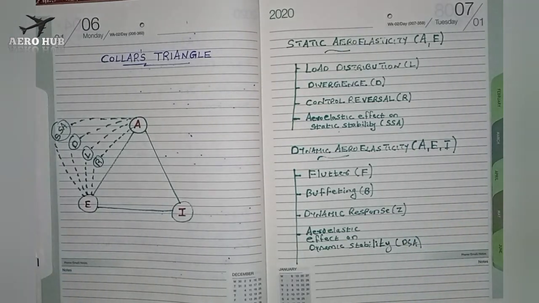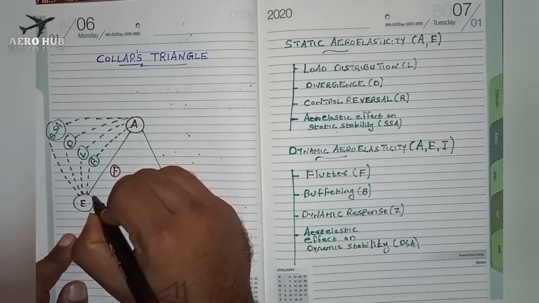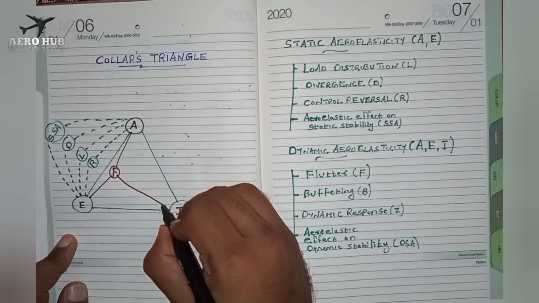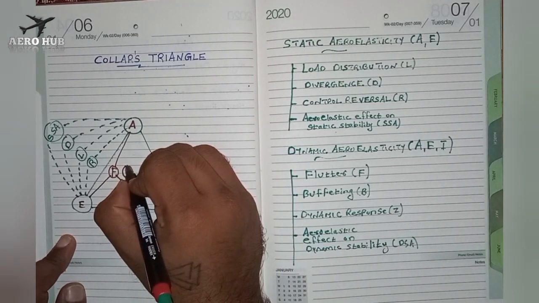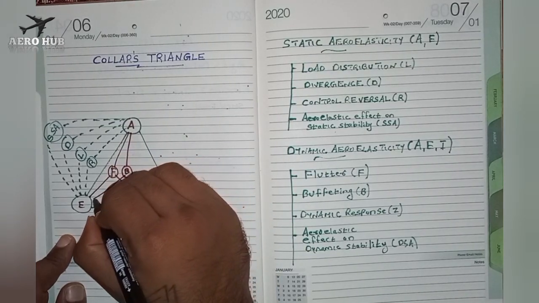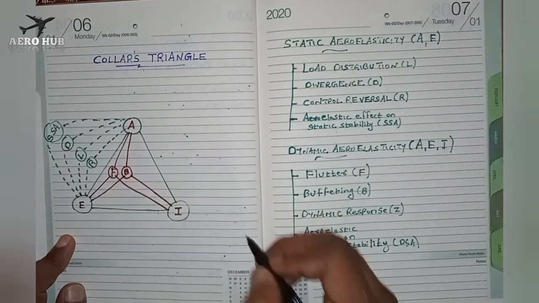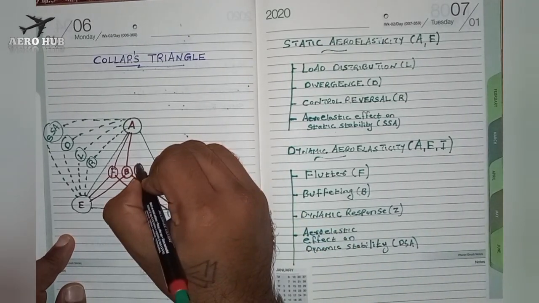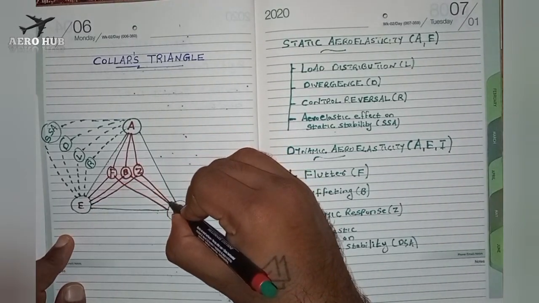So I will draw the diagram here. This one is flutter, F. This involves elastic force, aerodynamic force, as well as inertia force. Then we have buffeting, B. This involves aerodynamic force, elastic force, as well as the inertia force. Then we have dynamic response, I put as capital Z. This also involves aerodynamic force, elastic force, then we have inertia force.